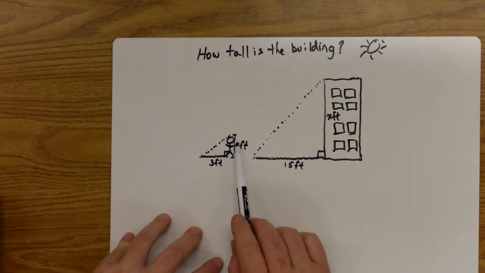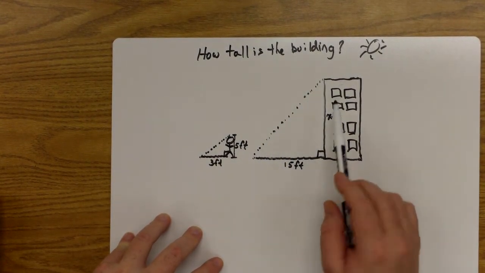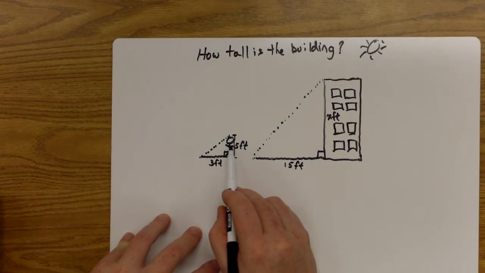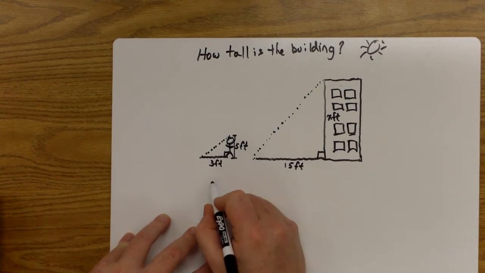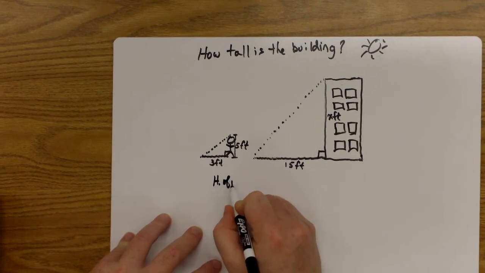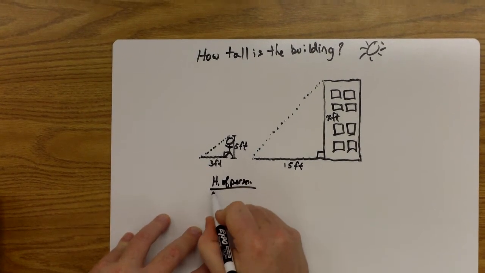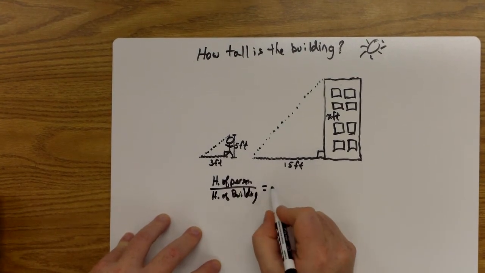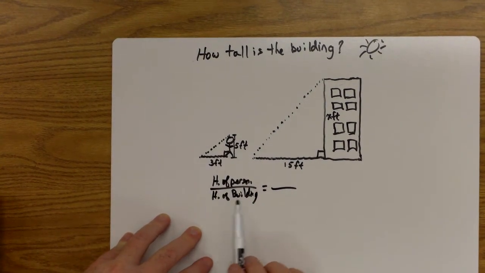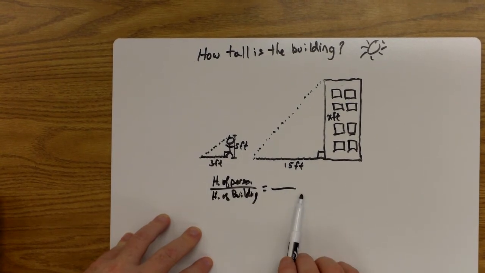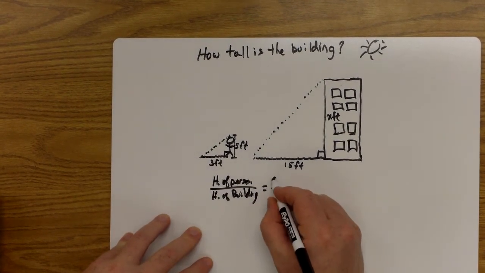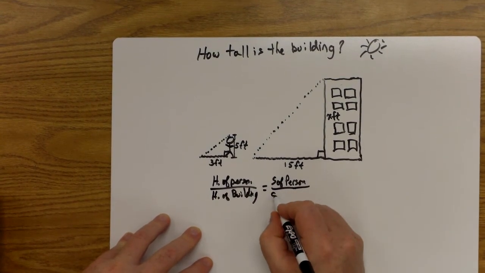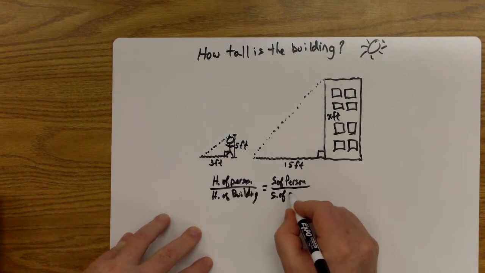So the triangle created here would be similar to the triangle created here, so we want to know what's the height of the building. Well, the height of the person corresponds to the height of the building, so we're going to put height of person over height of building. And we're going to let that equal, since I started with the person over building, I got to do person over building ratio on this side. Shadow of person over shadow of building.